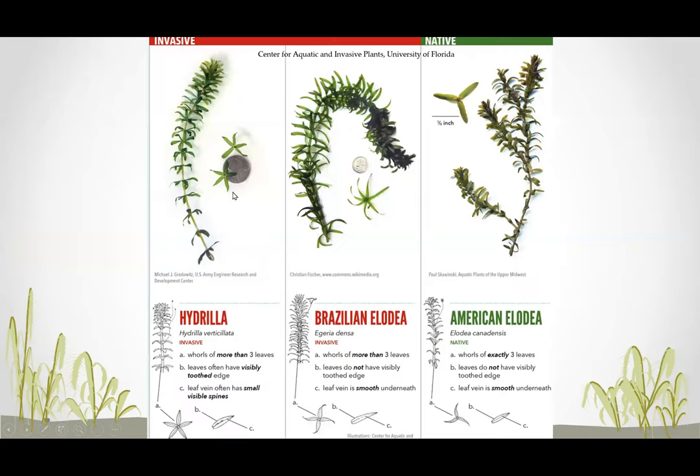So these are both invasive, but you will see American Elodea, and this one's fine. It belongs there. Our native species doesn't grow as rapidly. It doesn't smother. Now, if it's on your property and you realize there's a little bit too much of it, then feel free to manage accordingly. But do keep in mind, we do have the native Elodea, but it is always 3 and always smooth.